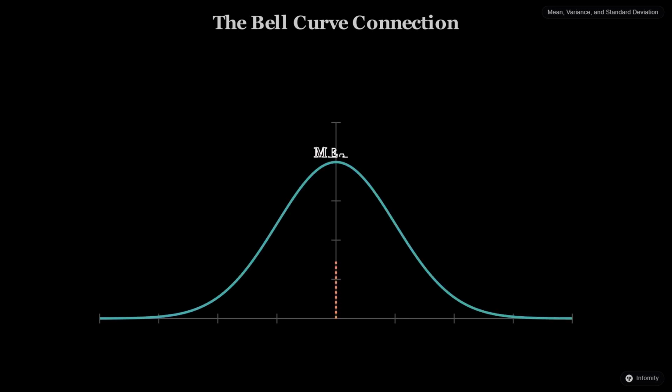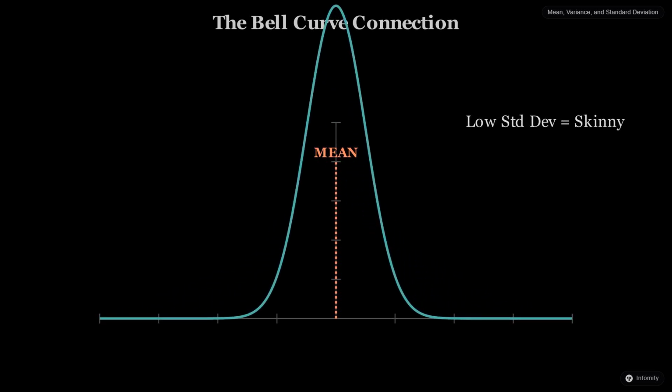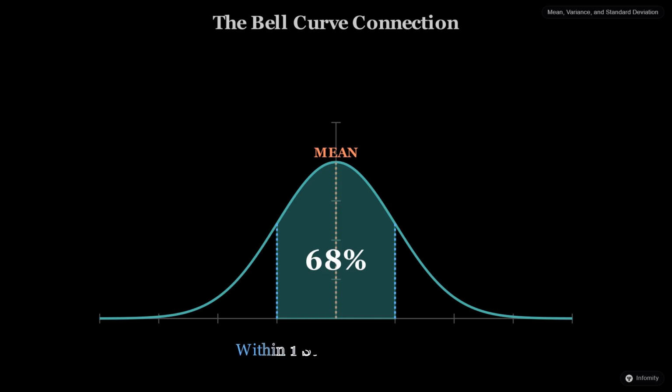These measures are the building blocks of the normal distribution, or the bell curve. The mean tells you where the peak of the curve sits, while the standard deviation determines how wide or skinny the bell is. In a perfectly normal set of data, about 68% of all points will fall within just one standard deviation of the mean.